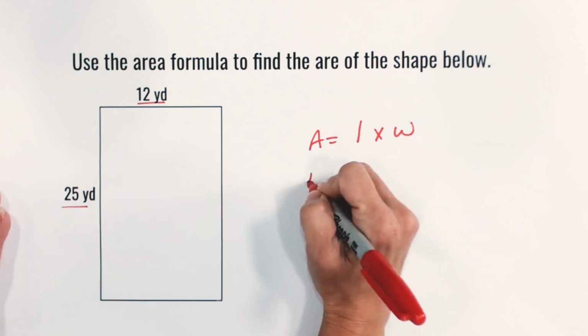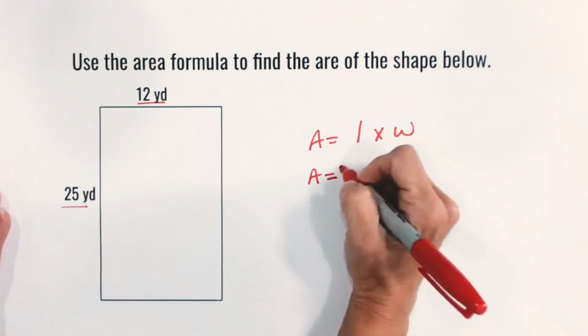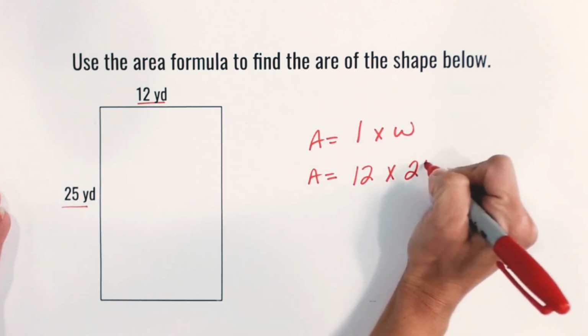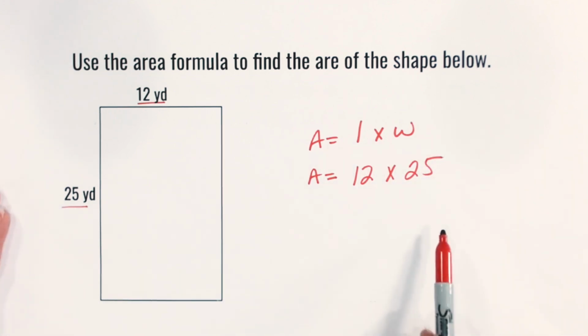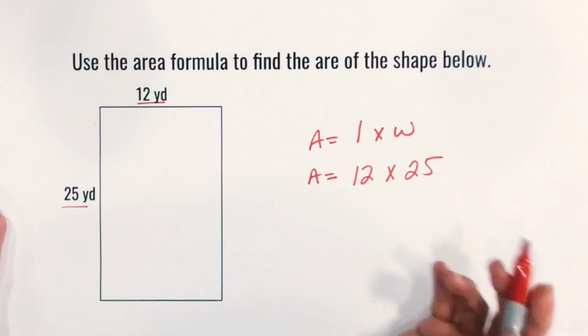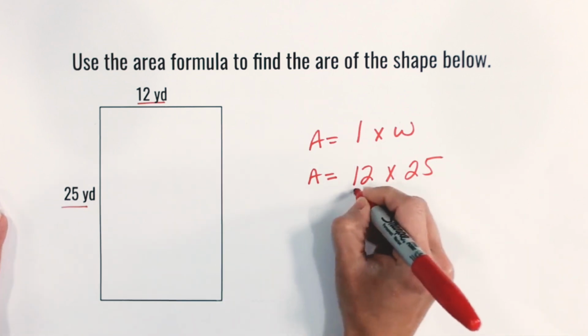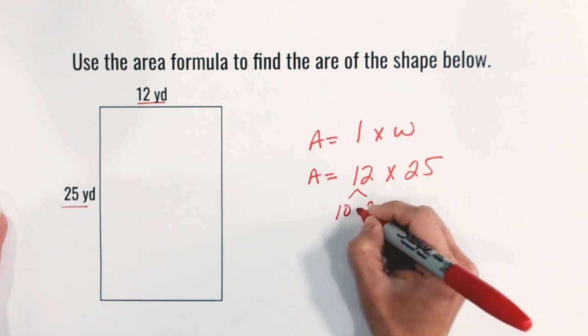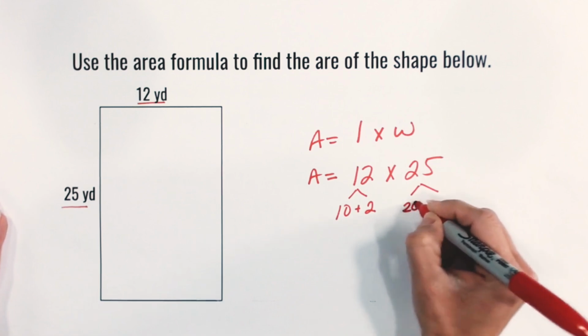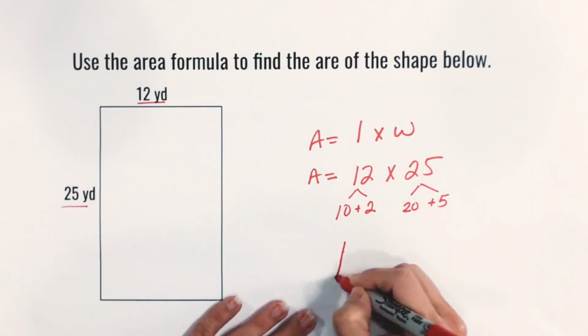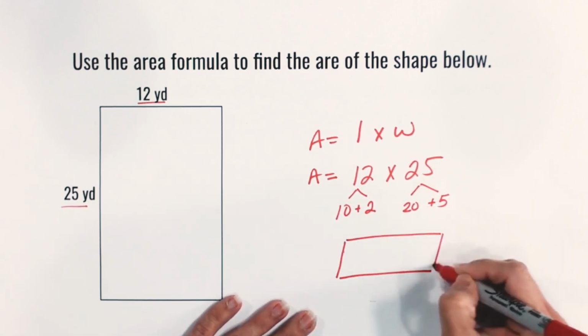So our area formula, again, was length times width. So we have the area is equal to 12 times 25. So we'll have to use our multiplication skills to figure this out. So let's use the area array method since we're doing area. So we'll break this into 10 and 2. And we'll break this into 20 and 5. We'll put that in our area boxes.